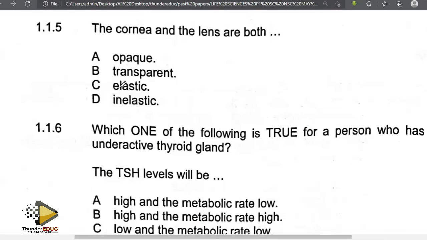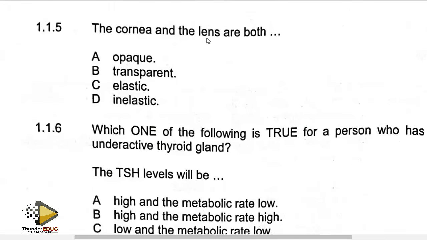So let's go back to our question. They're saying that the cornea and the lens are both opaque. So that one is ruled out. They cannot be opaque when they allow light to go through. Both are transparent, definitely. They are both transparent, both are elastic, and both are inelastic. The lens is elastic, but the cornea is not elastic. Therefore, this one is wrong, and this one is wrong. So now it becomes transparent as the correct answer. So we give you 2 ticks there.